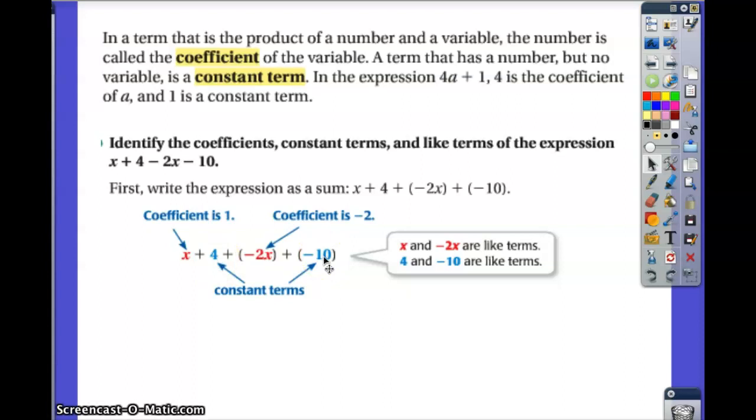Then we want to identify the like terms. So the like terms are x and negative 2x, because they both have variables. And then constants by themselves are like terms if there's more than one of those. So in this case, 4 and negative 10 are like terms.